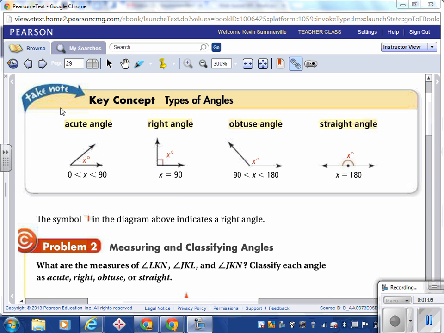Key concept here is types of angles. We discussed this earlier in a section. I just wanted to review that with you. Acute angle, an angle less than 90 or more than 0. The right angle, 90 degrees, the symbol showing it's a 90-degree angle. An obtuse angle, an angle bigger than 90 but less than 180. This angle here, obtuse angle. And then we have the straight angle, which is 180 degrees.